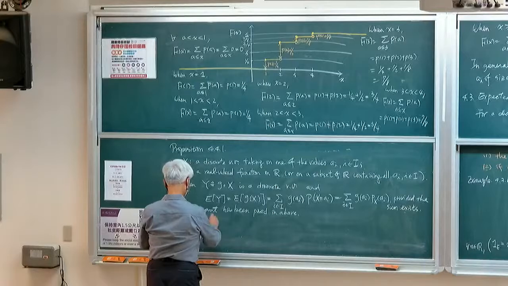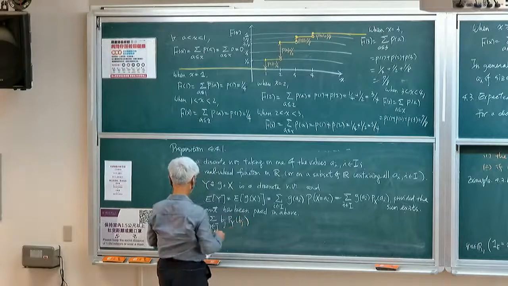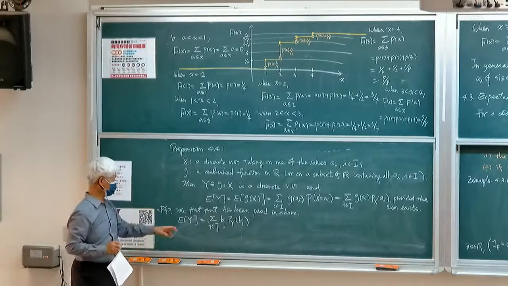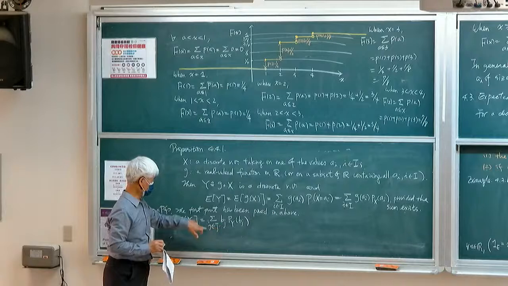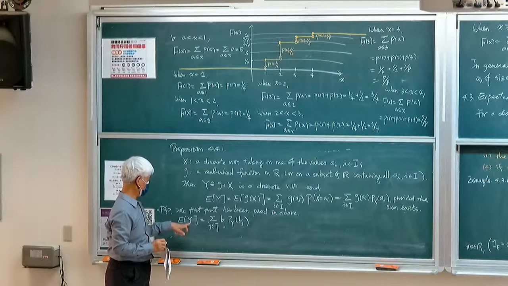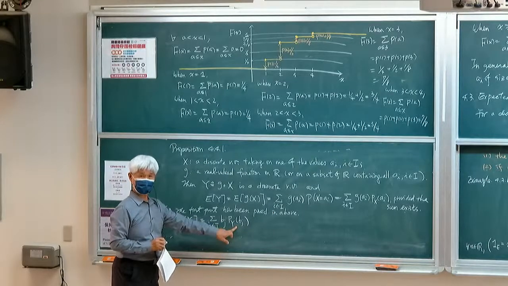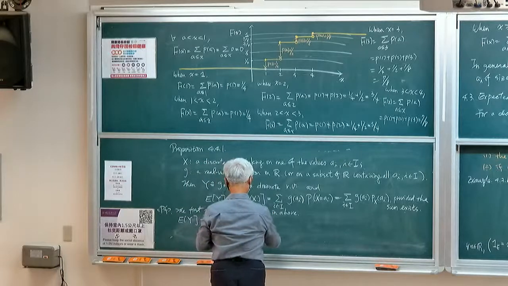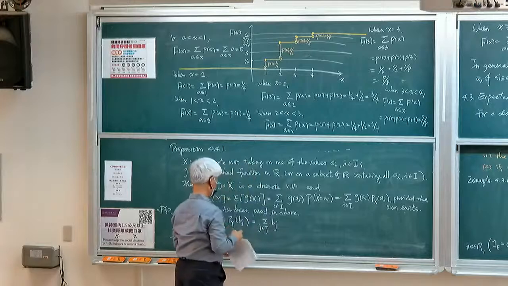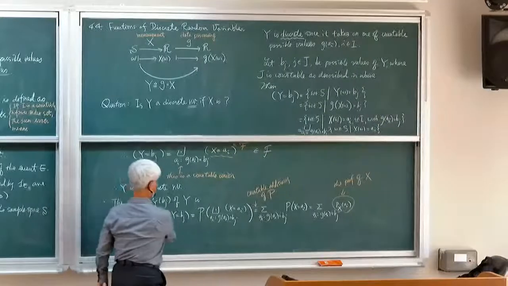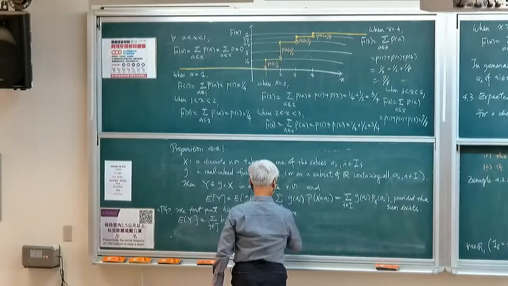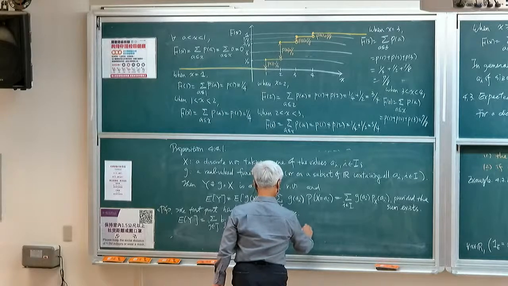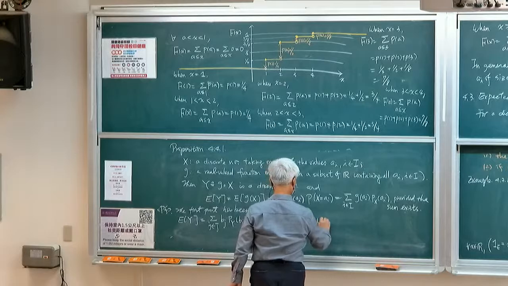So by definition, because we just showed Y is a discrete random variable, the expectation of a discrete random variable is the sum of Bj times the PMF of Y, where Bj is a possible value of Y. But we have just shown the PMF of Y can be expressed by the PMF of X: the sum over AI such that G of AI equals Bj of P X AI.